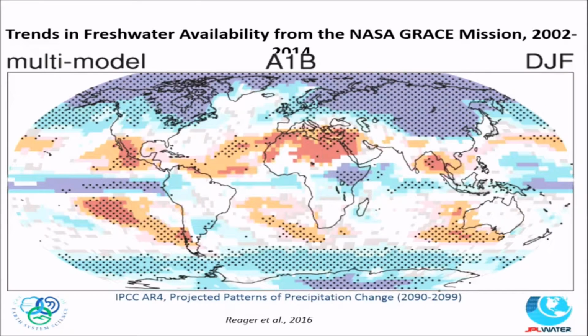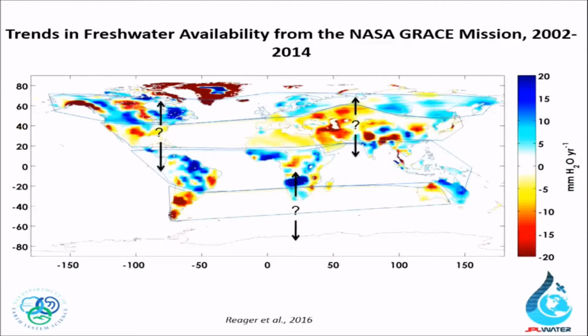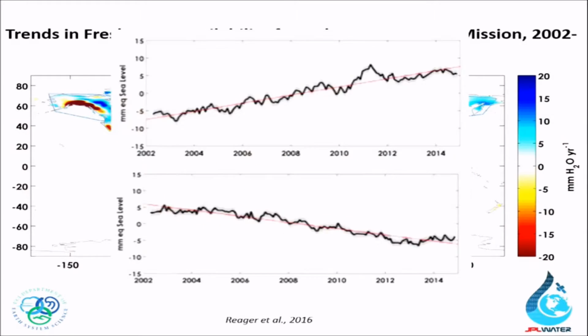And here's what I mean about the IPCC. This is a famous figure about how precipitation may change, a multi-model prediction of how precipitation rates may change by the end of the century. And so I think we're already seeing it in the GRACE data. Is it climate change? I don't know, but the pattern is that pattern.